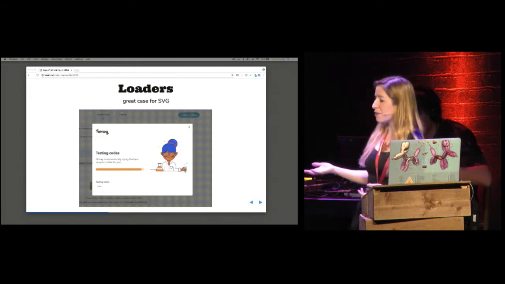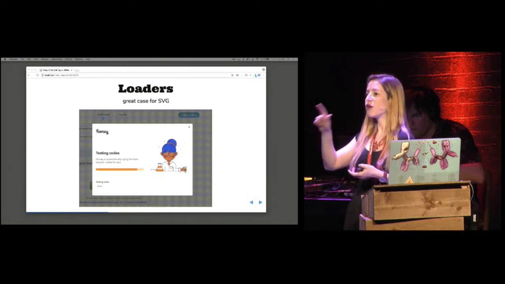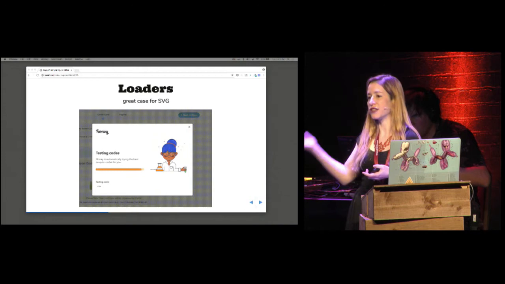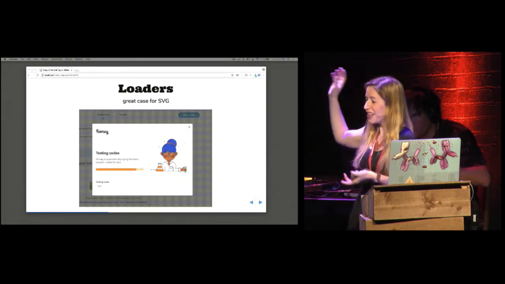So this is an example from an extension I use called Honey. What Honey does is every time you go through a checkout, it searches the web for coupons that might apply to your checkout. So I actually saved a ton of money on travel. I don't work for them. I just think it's cool.